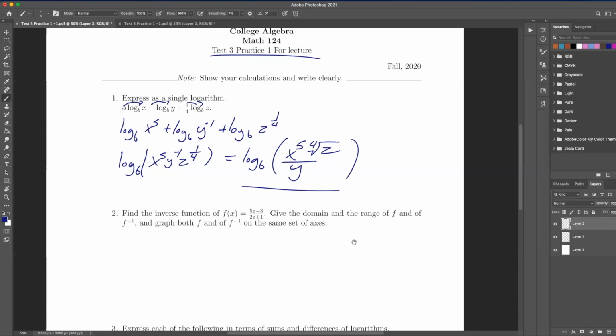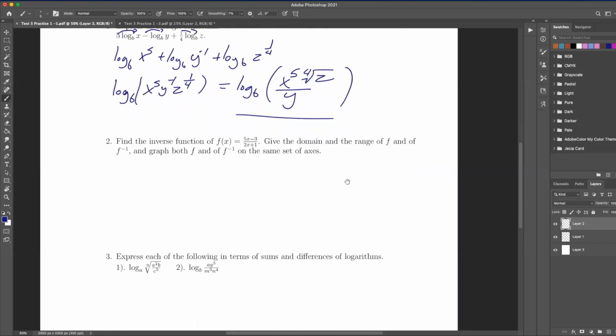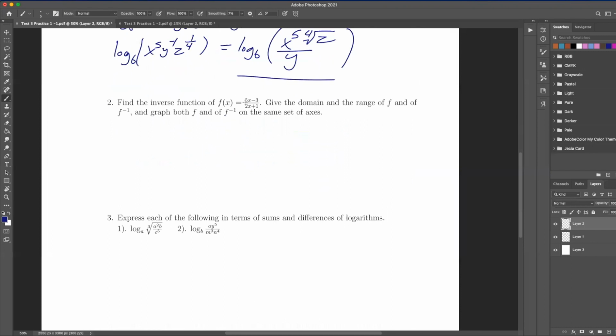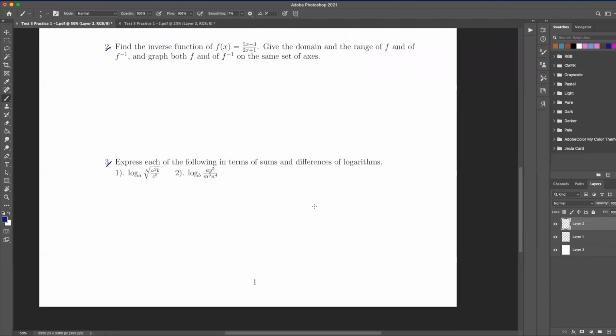All right, for the second one here, we're going to find the inverse. In fact, let's hold off on 2 for a second and let's do 3, just because we have all those rules in our head, and then we'll come back and do 2. All right, so let's do 3.